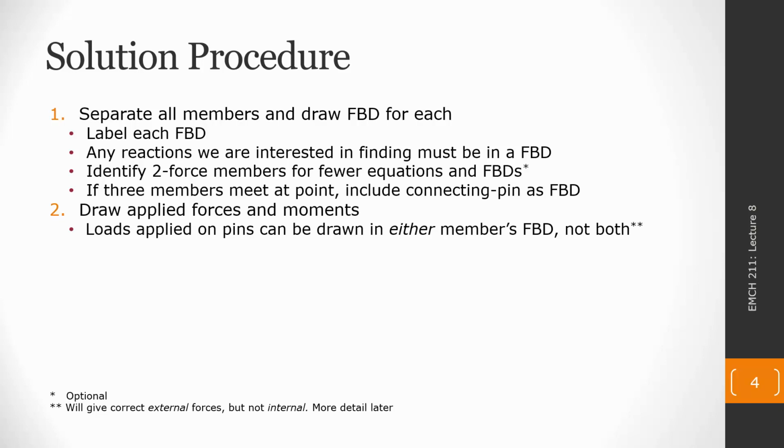When we have forces or couples being applied on a junction, or say a pin between our members, we're going to need to choose one member to put that force on, but not the other. And we're going to see that this is going to be cheating a little bit. This is still going to give us the correct external reactions, but the internal reactions are going to be slightly incorrect when we do this.